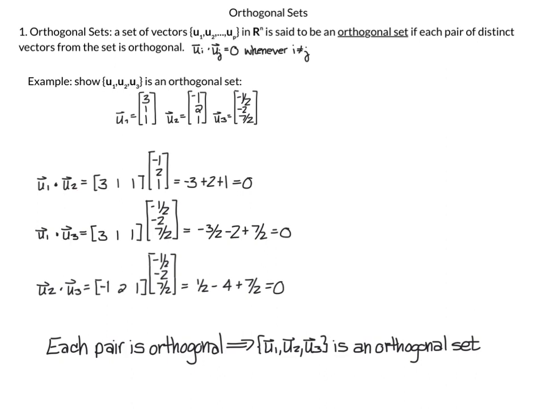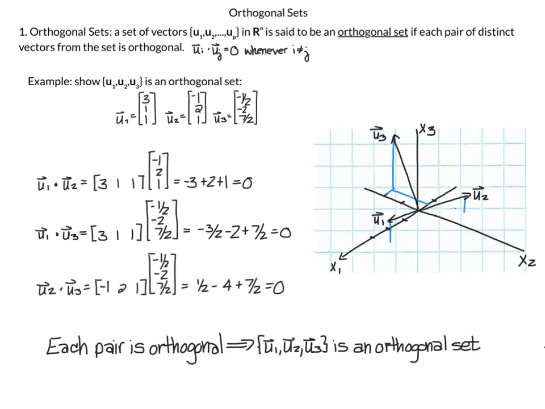So we have u1 dot u2, that's 3, 1, 1, dotted with negative 1, 2, 1, which gives us 0. u1 dot u3, which is 3, 1, 1, dotted with negative 1 half, negative 2, 7 halves. You can see that's also equal to 0. And then u2 dotted with u3, negative 1, 2, 1, dotted with negative 1 half, negative 2, 7 halves, finally is equal to 0. So each pair is orthogonal, and therefore u1, u2, u3 is an orthogonal set.